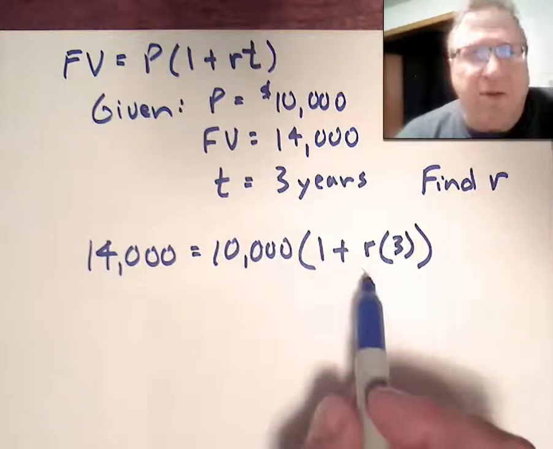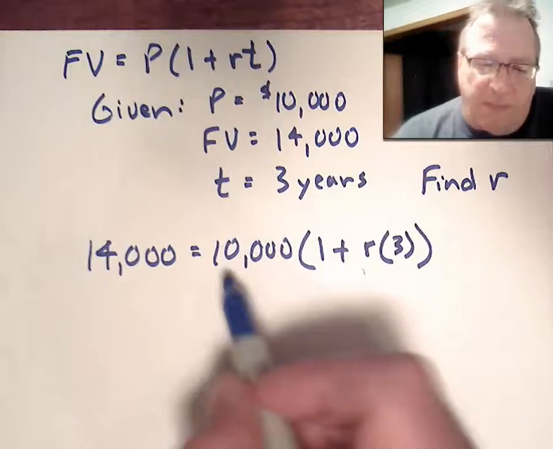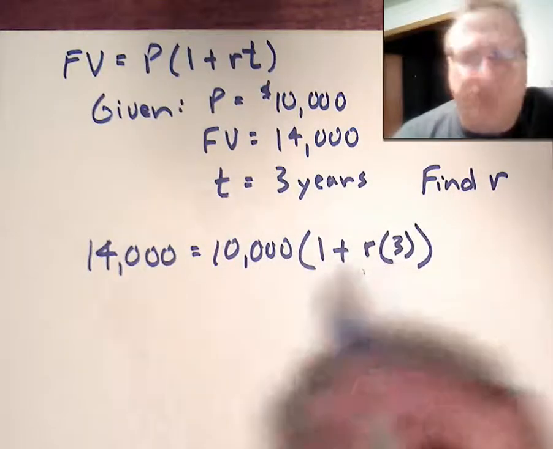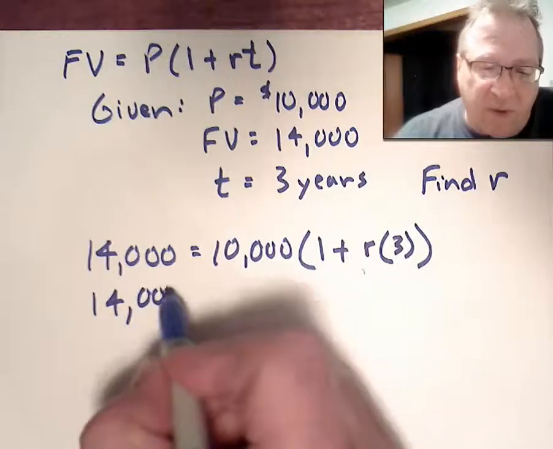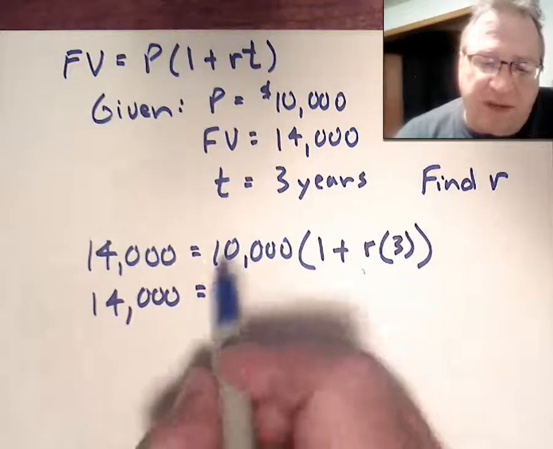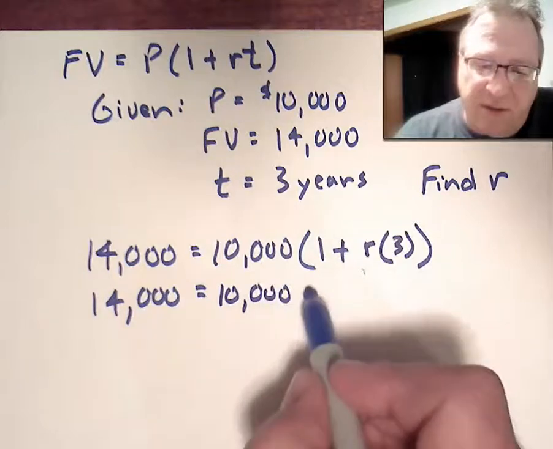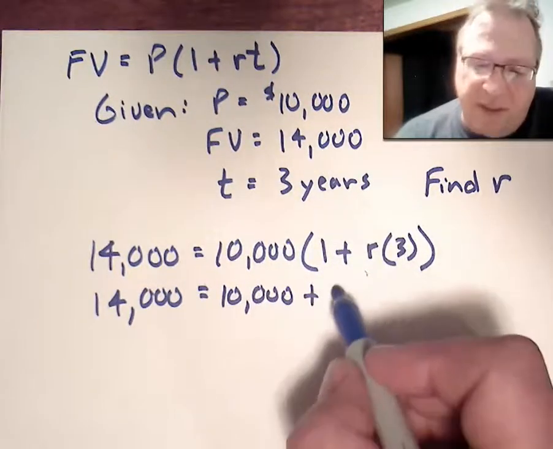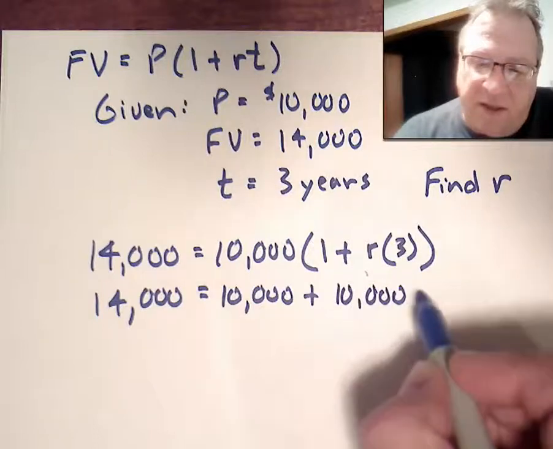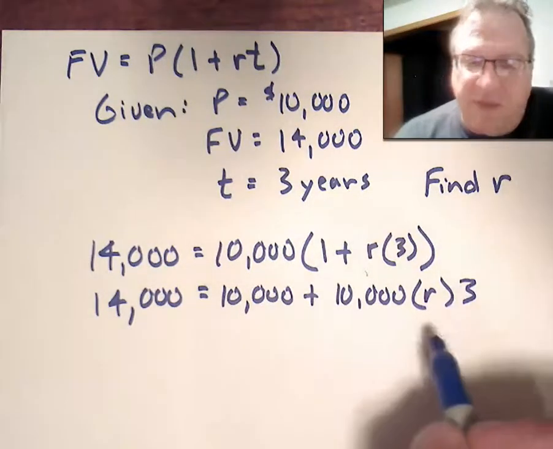All right, how are we going to solve this? How do we get r by itself? Well, what we're going to have to do is, first of all, distribute that 10,000 on the left-hand side of the equation. Sorry, the right-hand side. So 10,000 times 1 is 10,000 plus 10,000 times r times 3. I'm kind of mixing up my brackets there.